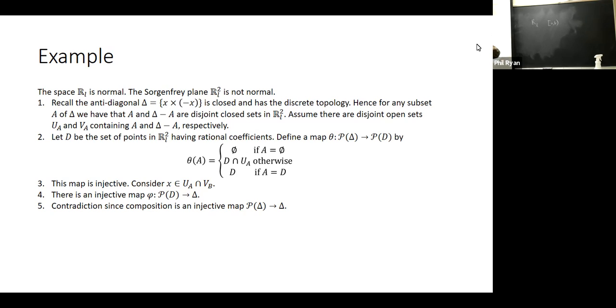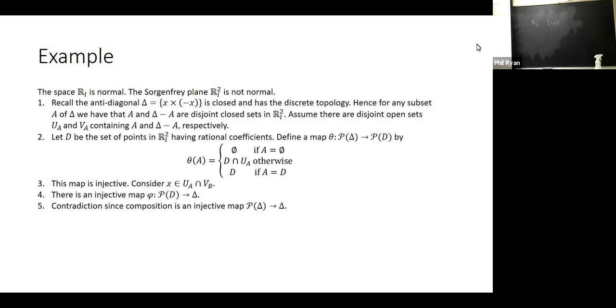I did something wrong here, didn't I? Oh, that should be delta. Right. So theta of delta is going to be D. Okay, so this is a map from the set of subsets of one thing to the set of subsets of another. So the important thing is that this map is injective.